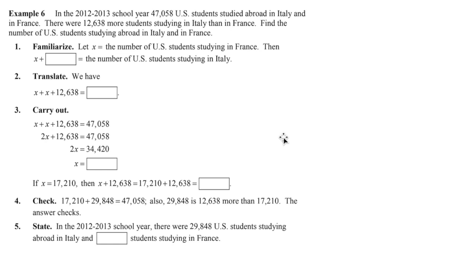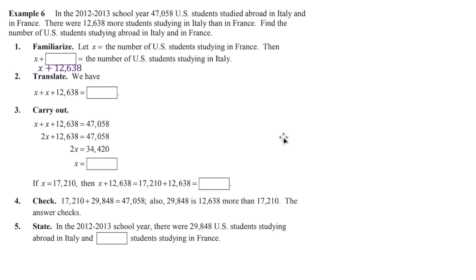So let's say that X represents the number of U.S. students in France. That would mean then that X plus 12,638 would be those who are studying in Italy. Since those studying in Italy was 12,638 more than France, and since France equals X, we would need X plus 12,638 to represent those in Italy.